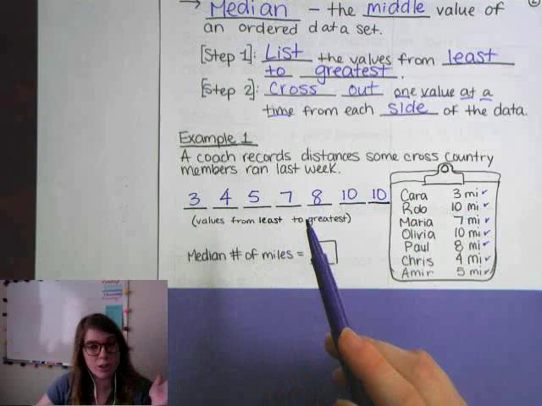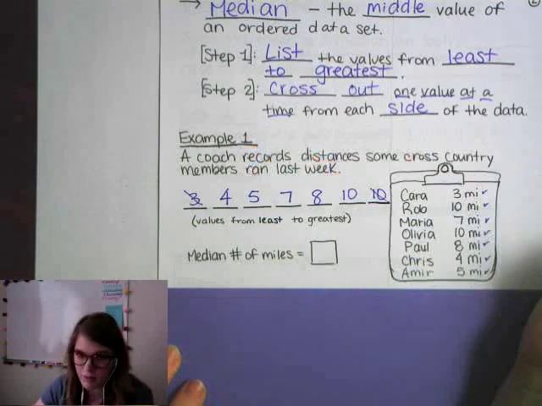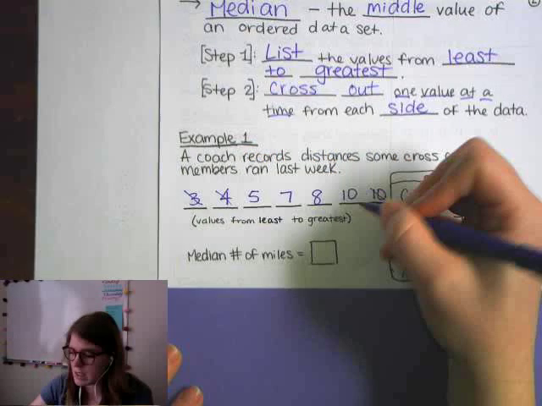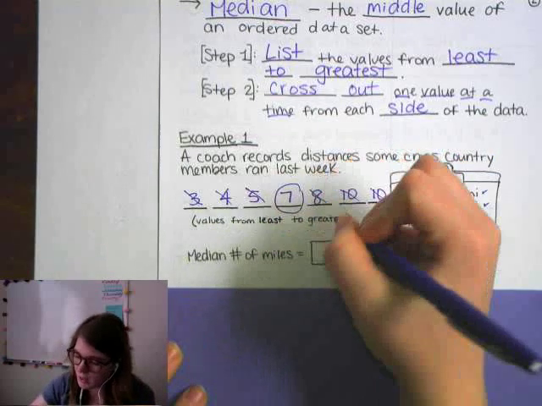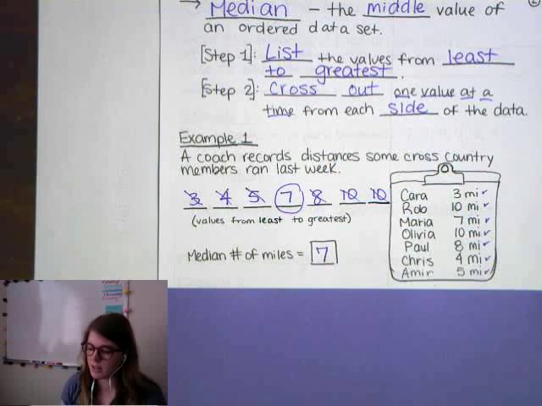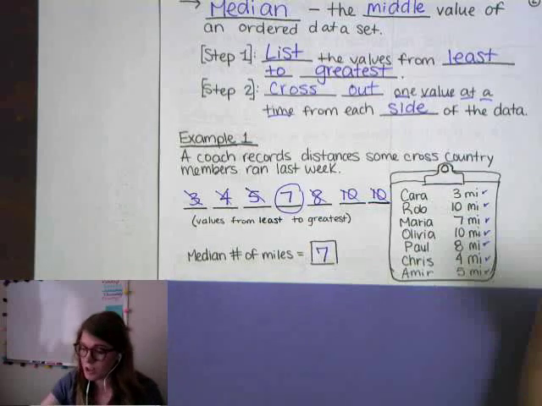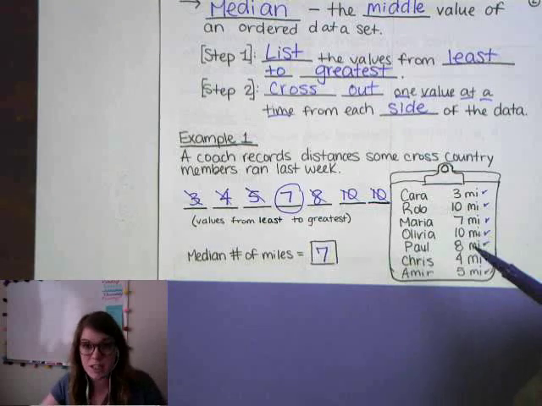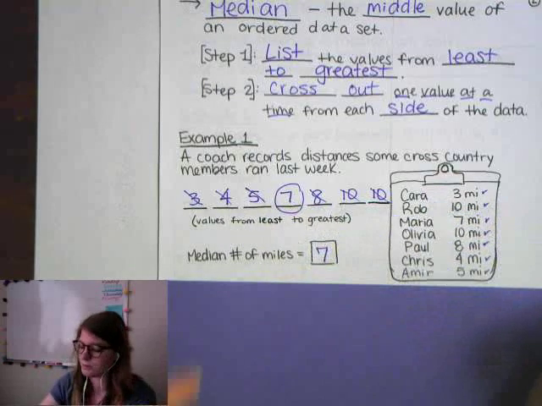And step 2, we're literally just going to cross out one at a time. So one of the least, and then the greatest. Now the new least, the new greatest. And we're just going to keep doing that until we are left with our one value in the center. So 7 miles is the median number of miles ran by this cross-country team, which again is pretty average, pretty typical, right? Makes sense. Some ran less, some ran more.